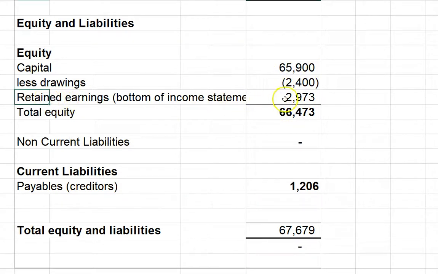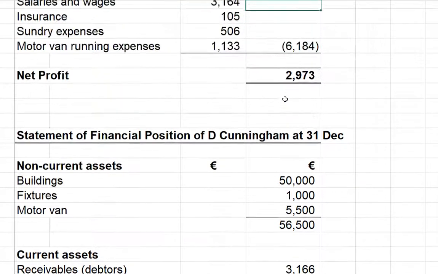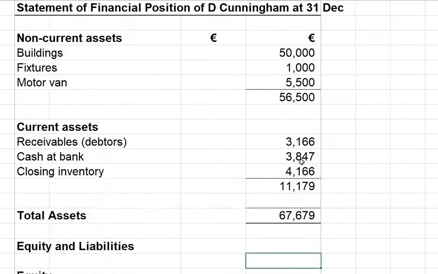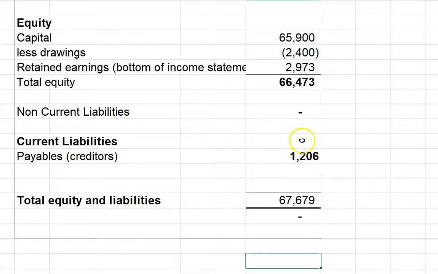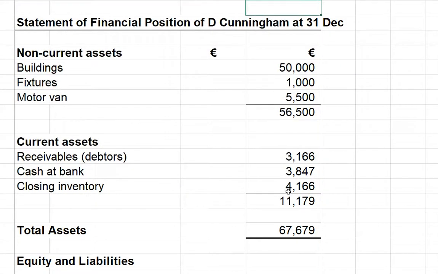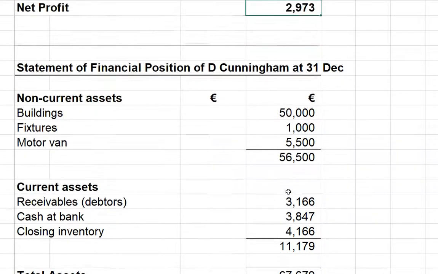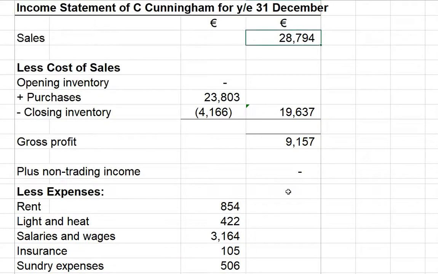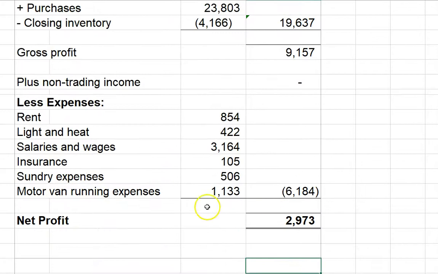The retained earnings, 2,973. You remember we calculated our net profit. It was up here. It was 2,973, and that just gets carried down to your equity. Our current liabilities are there, and then the total equity and liabilities is 67,679, which is the same as the total assets. So that's the statement of financial position. The total assets should agree to the total of the equity and liabilities, and there is the income statement. Sales less cost of sales gives you net profit. Thanks for watching.